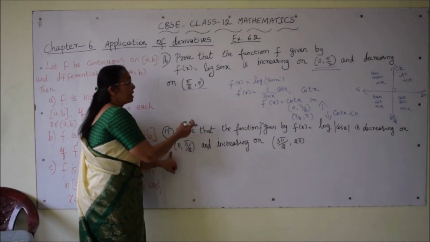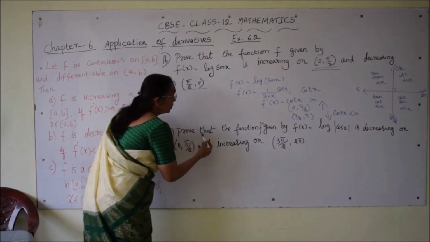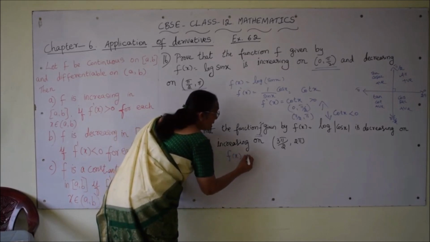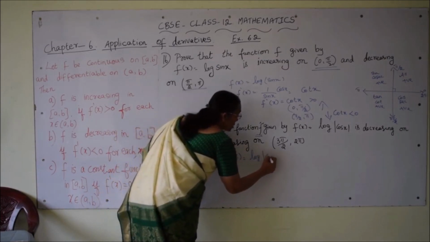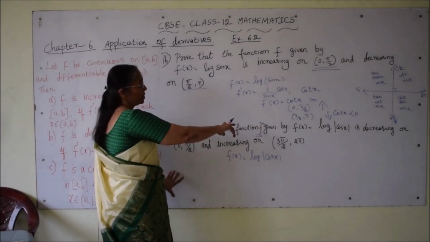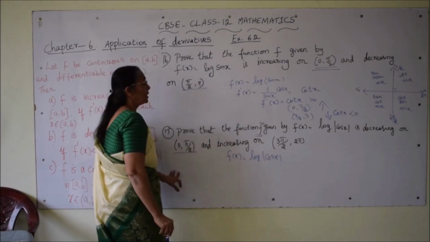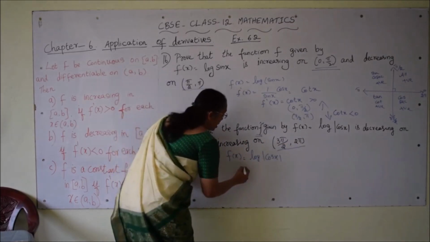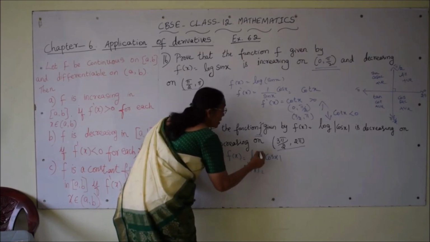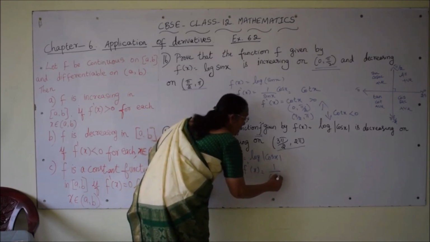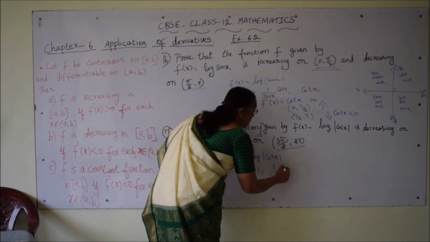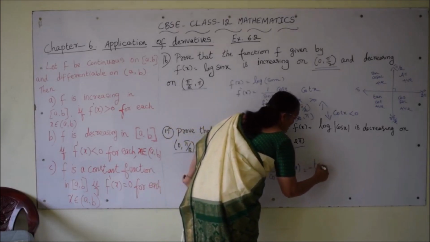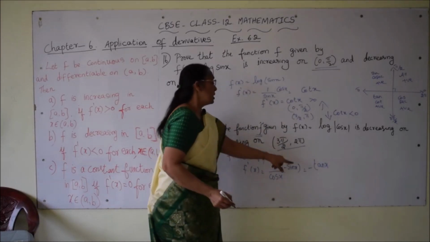Now, problem number 17 is also similar to this problem. Prove that the function f given by f of x equals log mod cos x is decreasing on 0 comma pi by 2 and increasing on 3 pi by 2 comma 2 pi. Now, doing differentiation, f dash of x is 1 by cos x into differentiation of cos x, which is negative of sin x. So, which is nothing but minus tan x. So, our f dash of x is negative tan x.